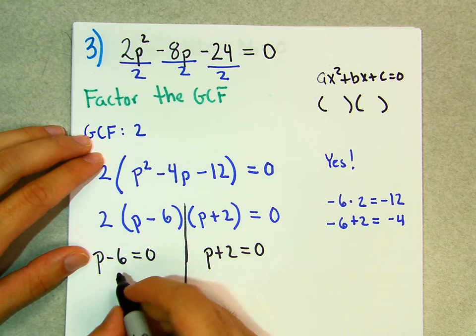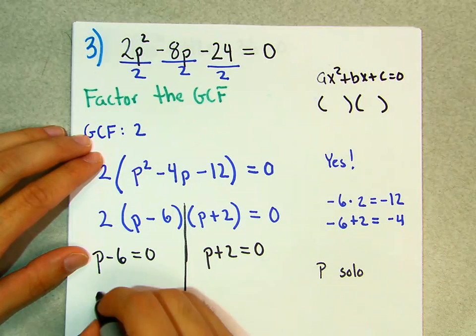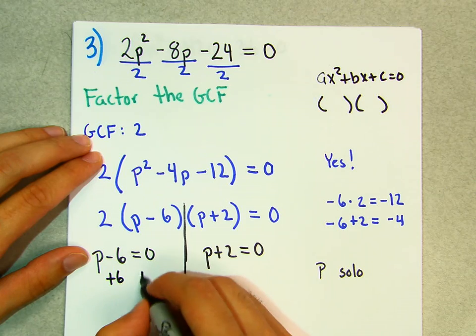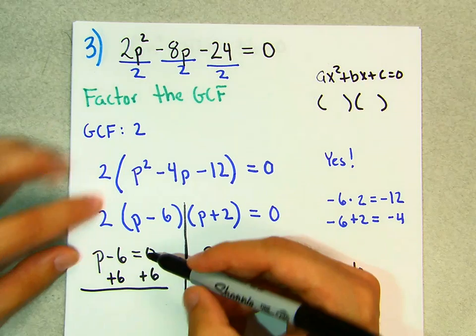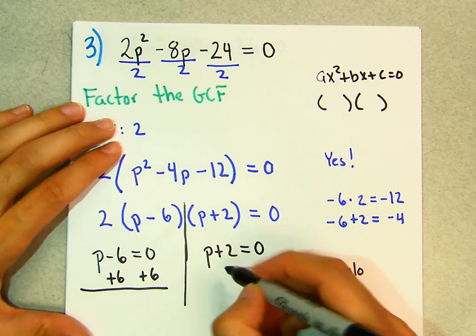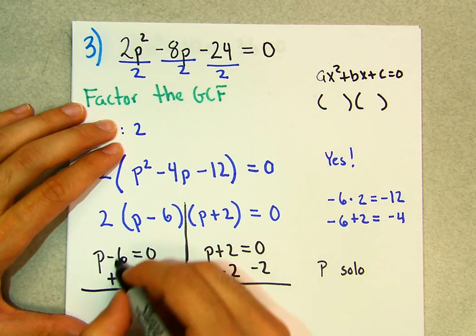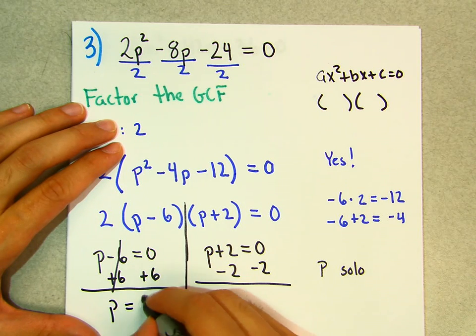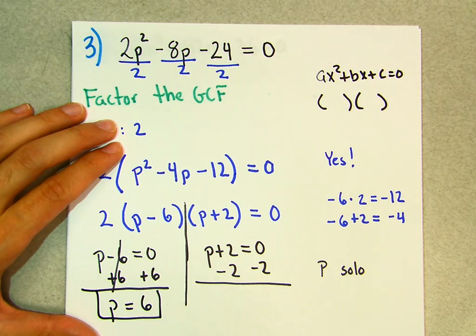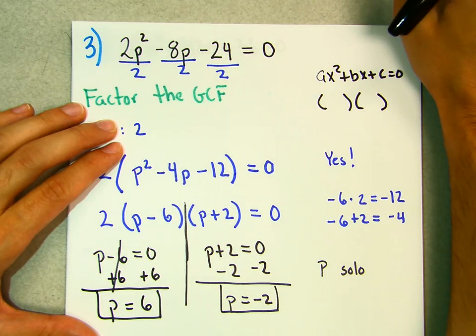And now what do you do? You get p solo. So you do plus 6, because the opposite of subtraction is addition. Here you do minus 2, minus 2. So then this becomes what? This cancels, so p is equal to 6. And what about here? This is minus 2, p is equal to minus 2.